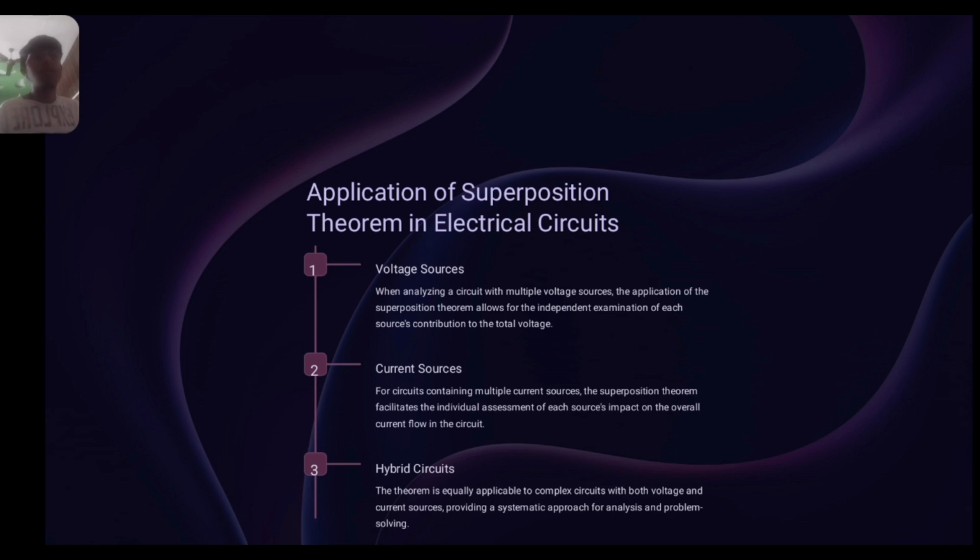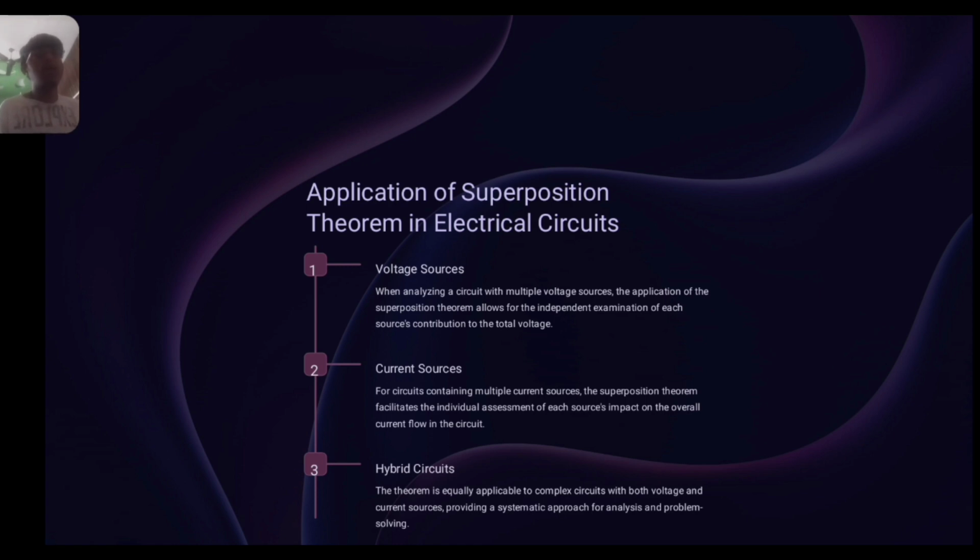Then, applications of the superposition theorem in electrical circuits. The first application is the voltage source. When analyzing a circuit with multiple voltage sources, the superposition theorem allows for an independent examination of how each source contributes to the total voltage. Then, the current source, where we can also apply the superposition theorem in electrical circuits.